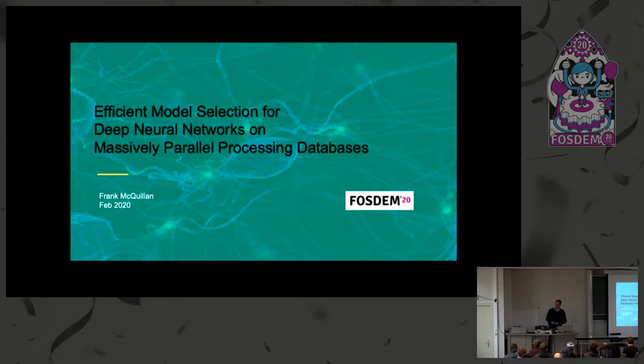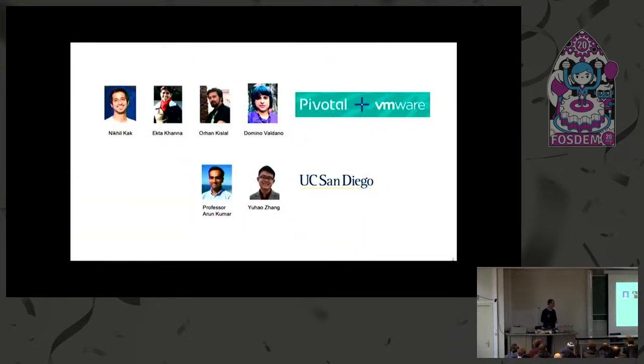Great. Well, it's really a pleasure to be here at FOSDEM again to talk about deep neural networks. This project, the software in this project, was written by my colleagues at Pivotal, now VMware, among other folks, including Nikhil, Ekta, Orhan, and Domino. And we also work with University of California at San Diego, Professor Kumar, and his PhD student, Yuhao. So thanks to those folks up front.